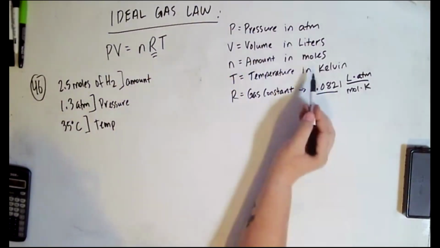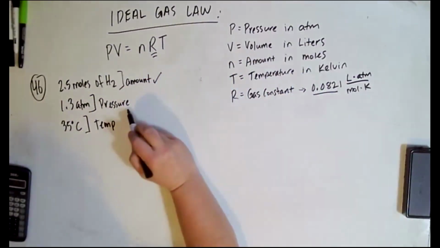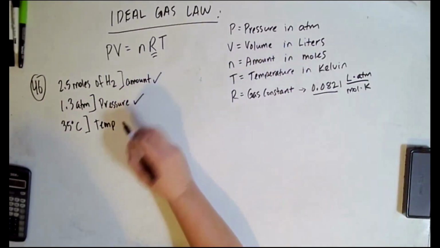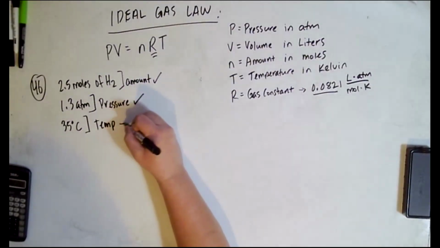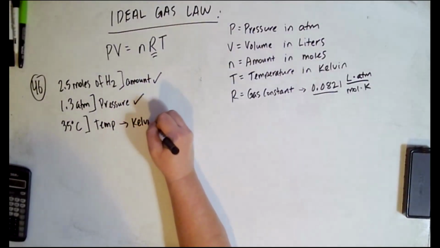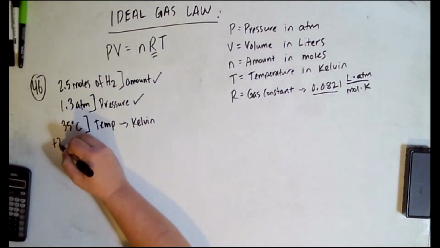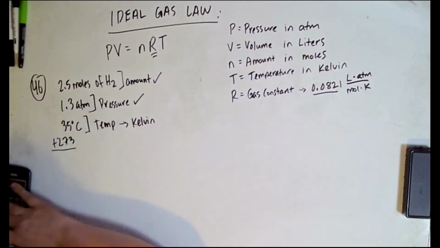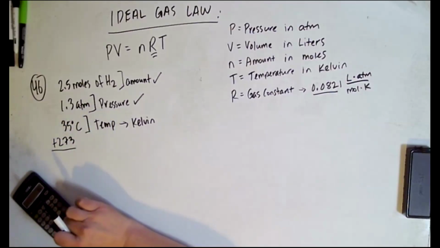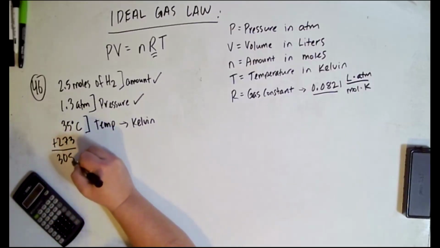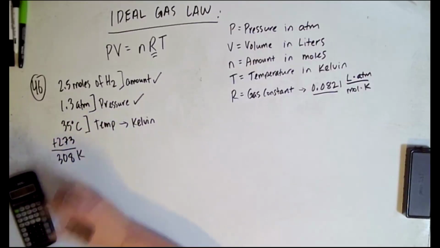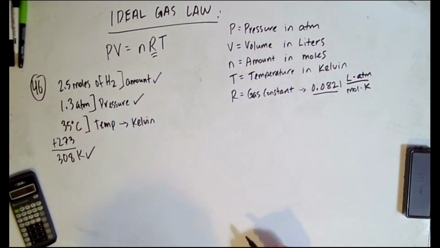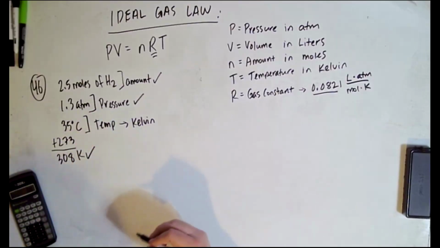Our amount has to be in moles. Good. Our pressure has to be in atmosphere. It's good. Our temperature has to be in Kelvin. So we're going to add 273 to this. Okay. And now we're good to solve for our ideal gas law.